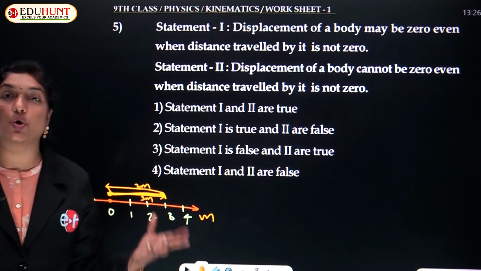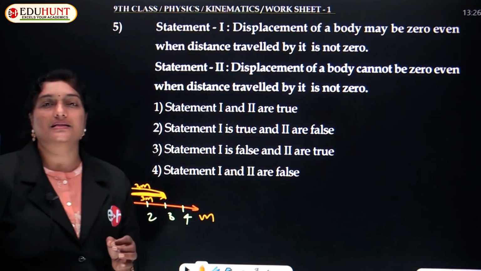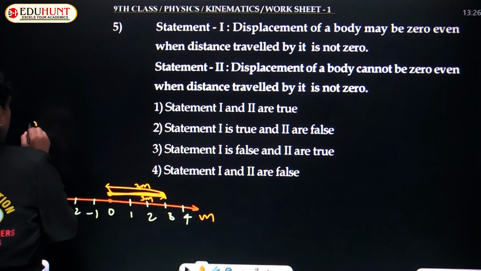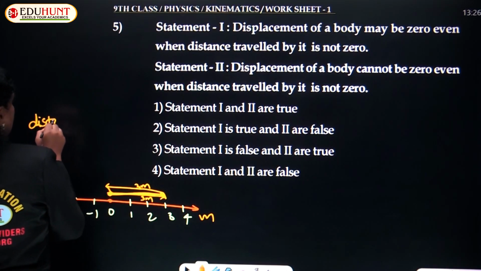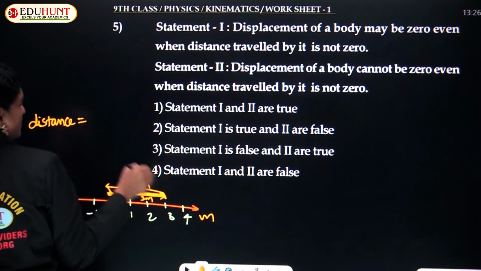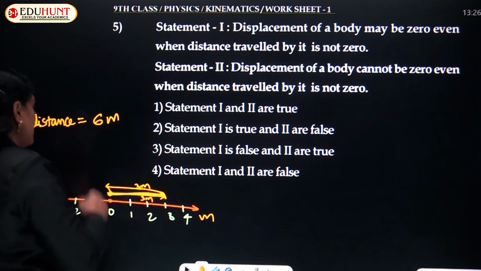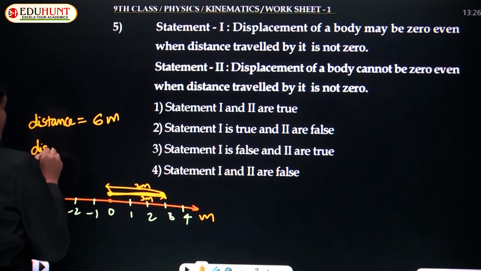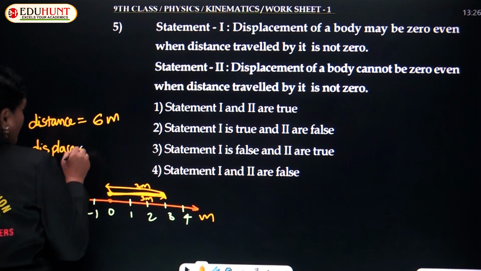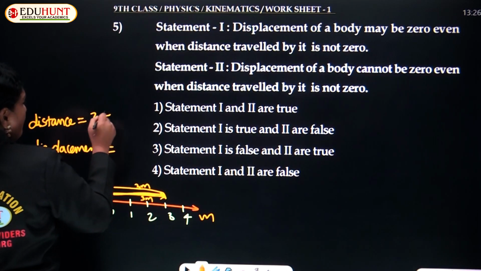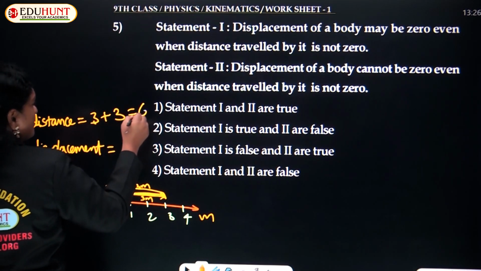So, what is the total distance? Total distance travelled by the body is equal to 6 meters. How much, children? Total distance travelled is equal to 3 plus 3. In our example, it is 3 plus 3, that is 6 meters. But what about displacement, children? The value of distance, let me write it as 3 plus 3, and this is equal to 6 meters.